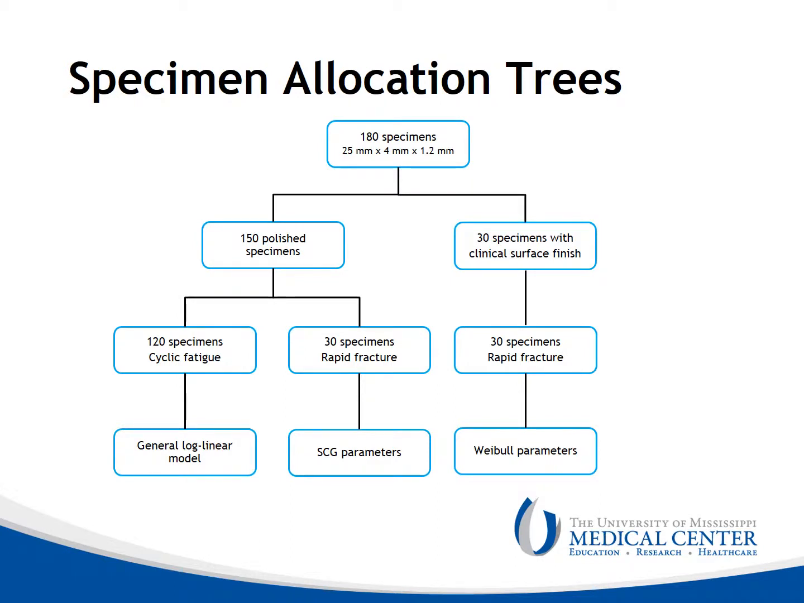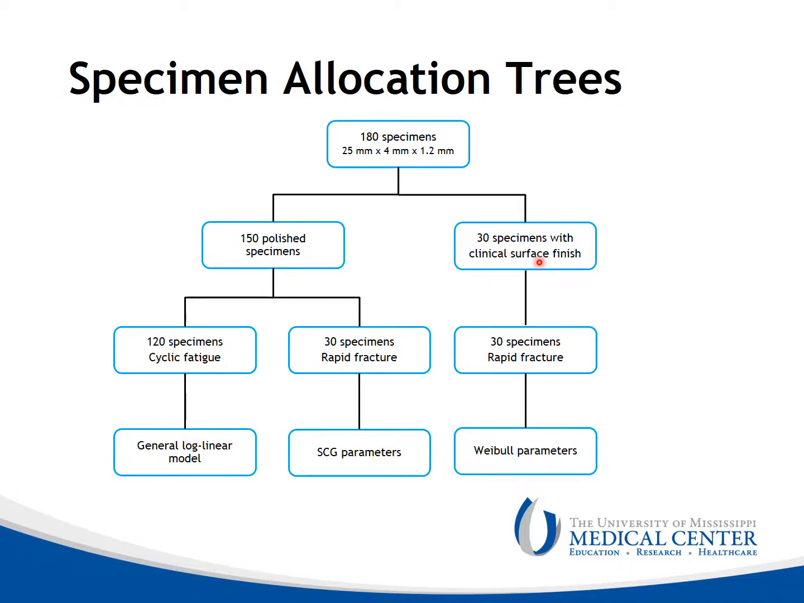Okay, so what does a specimen allocation tree diagram look like? At the top, it should tell how many total specimens you expect to make for the project or for a certain study or part of a project. Maybe some information about the shape or the size of these particular specimens. And then those 180 specimens in this case will be divided into 2 groups. 150 of them will come over here and be polished, and 30 of them will come over here and not be polished, but maintain a clinical surface finish on them.